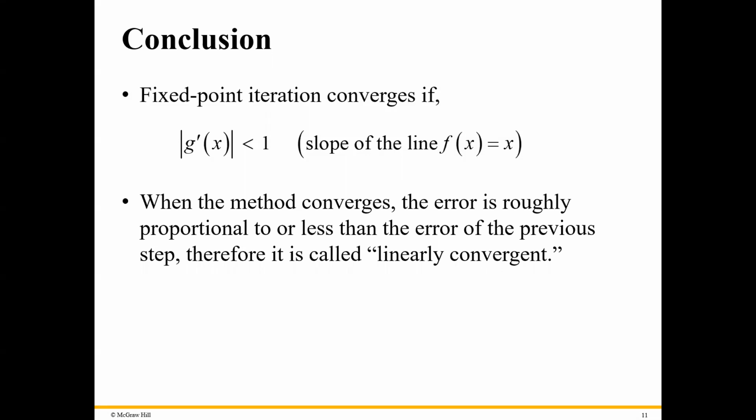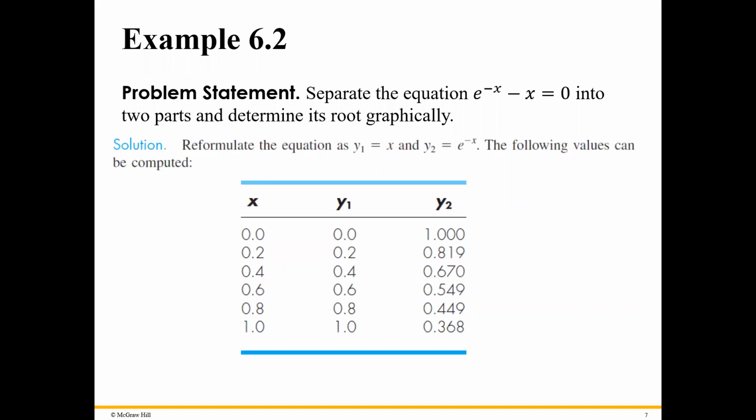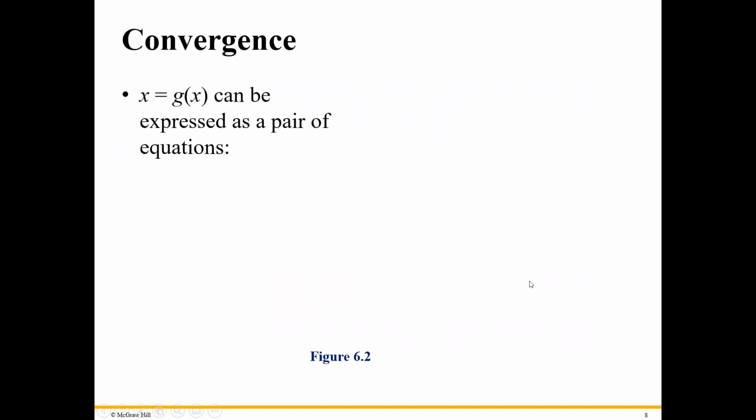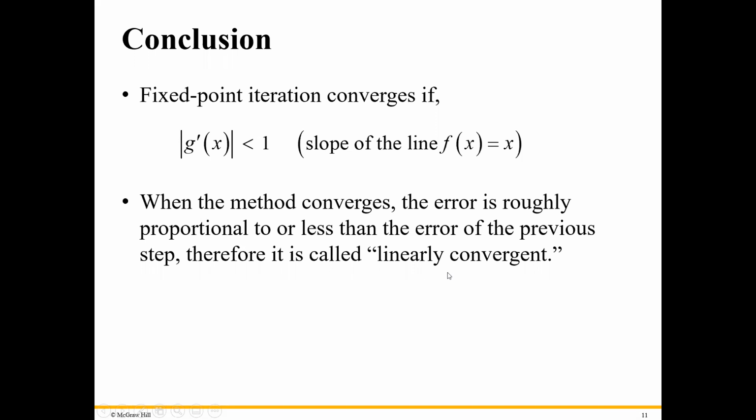You can see that the error is gradually reducing. From 100 to 76.1, it is about 0.76 times. From 76.1 to 0.35, it is also about 0.76 times. So the error is linearly reducing. That's why we can say that this is a linearly convergent method. So these are the two conclusions which we can draw.